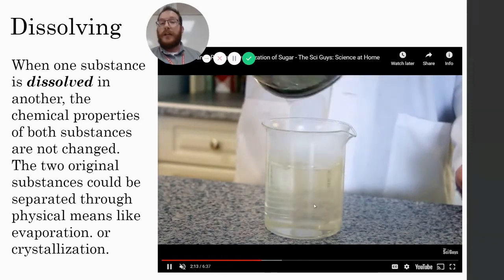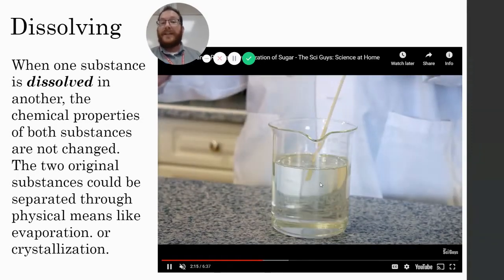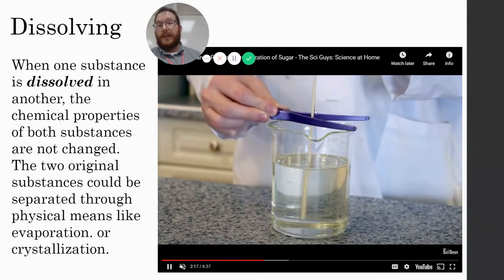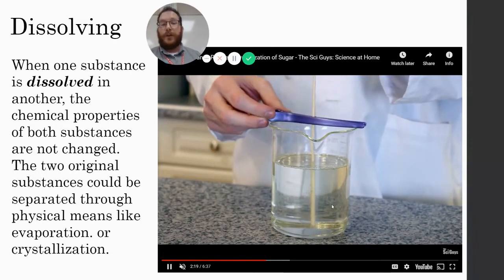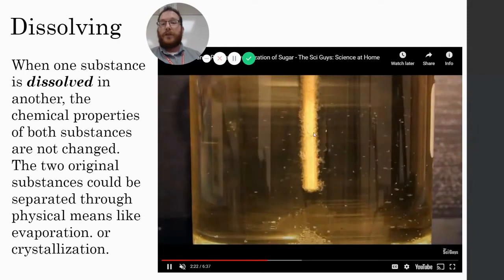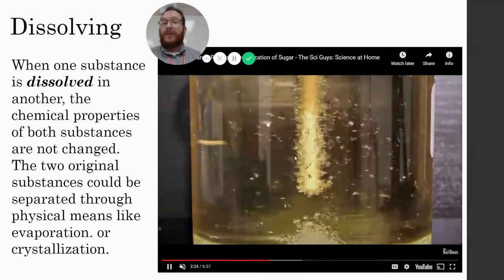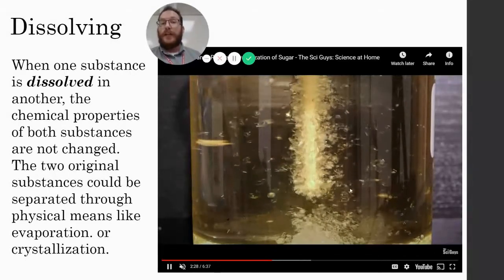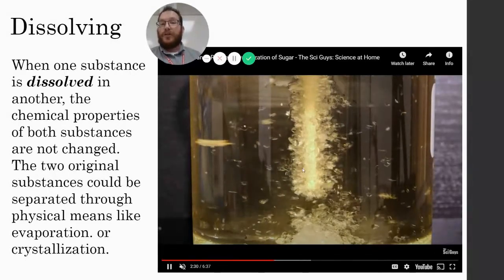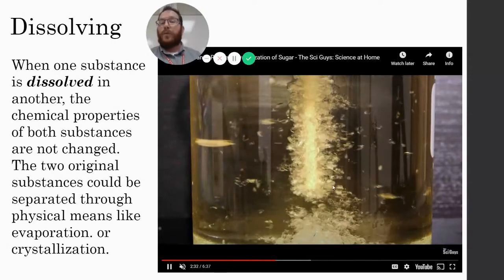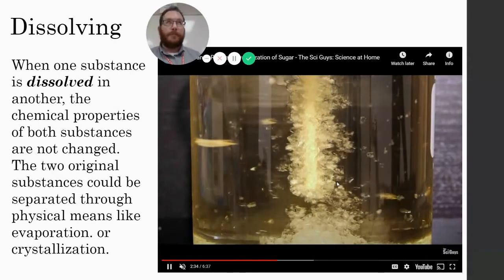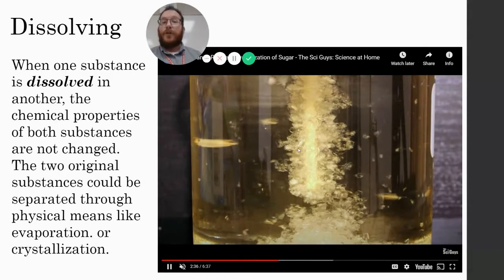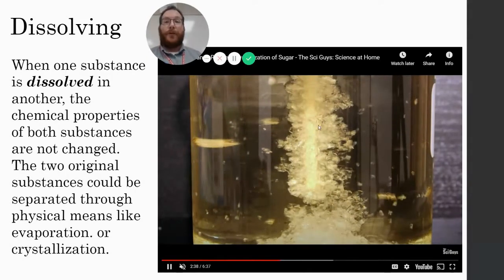This is just sugar dissolved in water, but heated up. So they stick a wooden skewer in there, and you can watch this video on your own, that has some sugar already on it. And over the course of 5 days or so, you can see that the sugar that is dissolved in the mixture actually starts to crystallize onto that wooden skewer. So that is the sugar coming back out of the water, right?